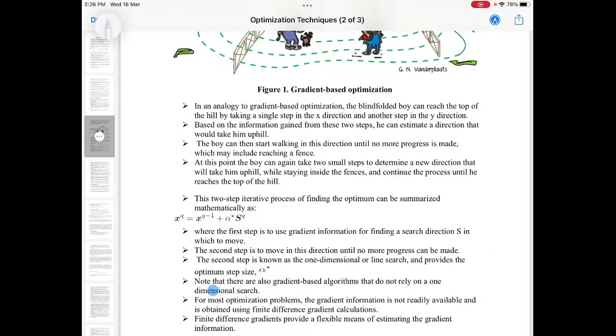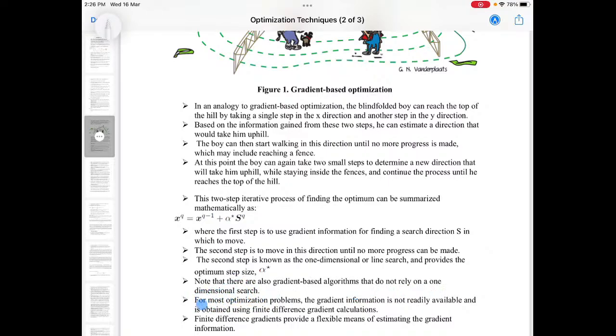Note that there are also gradient based algorithms that do not rely on one dimensional search. Here, for now, while talking about the one dimensional search, we have considered only x, only one dimension. So there are also gradient based algorithms that do not rely on a one dimensional search.